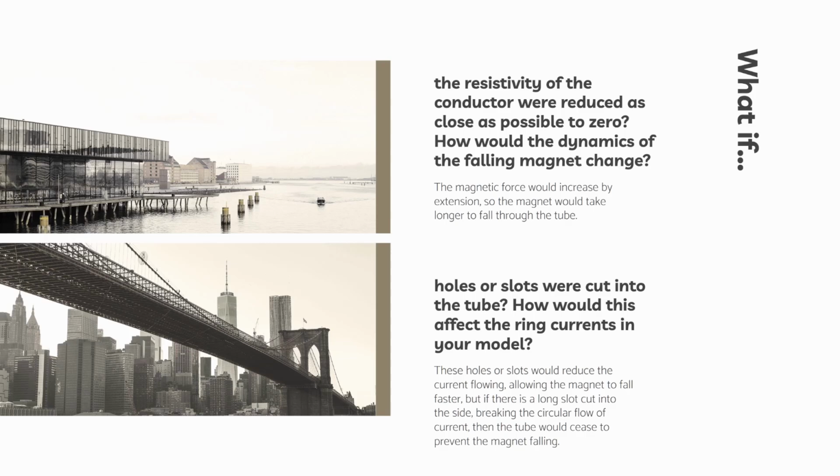And what if holes or slots were cut into the tube? How would that affect the ring's current in my model? Cutting holes or slots in the tube would reduce induced currents and magnetic force, allowing the magnet to fall faster. But if there is a long slit cut into the side, which would break the circular flow of current, then the tube would cease to prevent the magnet from falling at all.